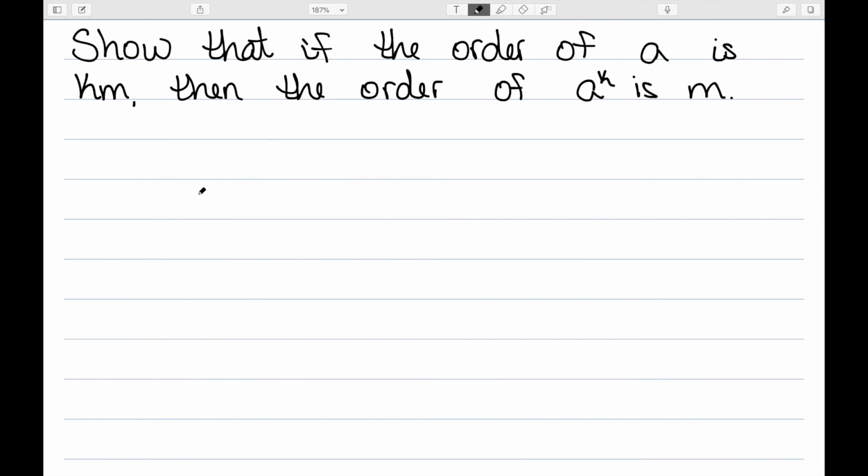For my last one, I want to show that if the order of A is km, then the order of a to the k is m. Well, first, a to the k to the m power. Properties of exponents say that's a to the km. And since a is of the order km, we know that's equal to the identity. So now we need to show that this is the smallest number.